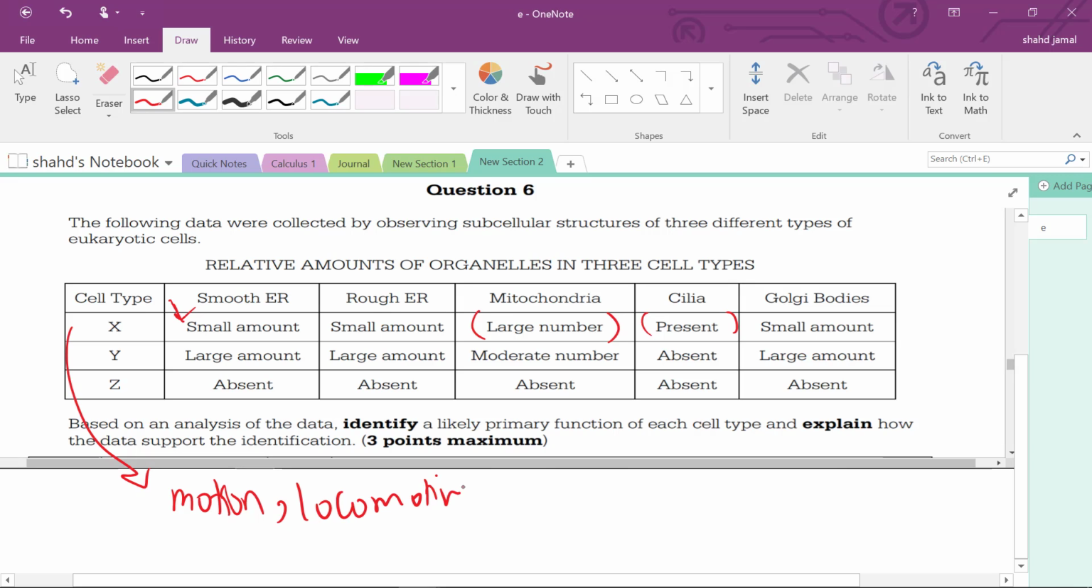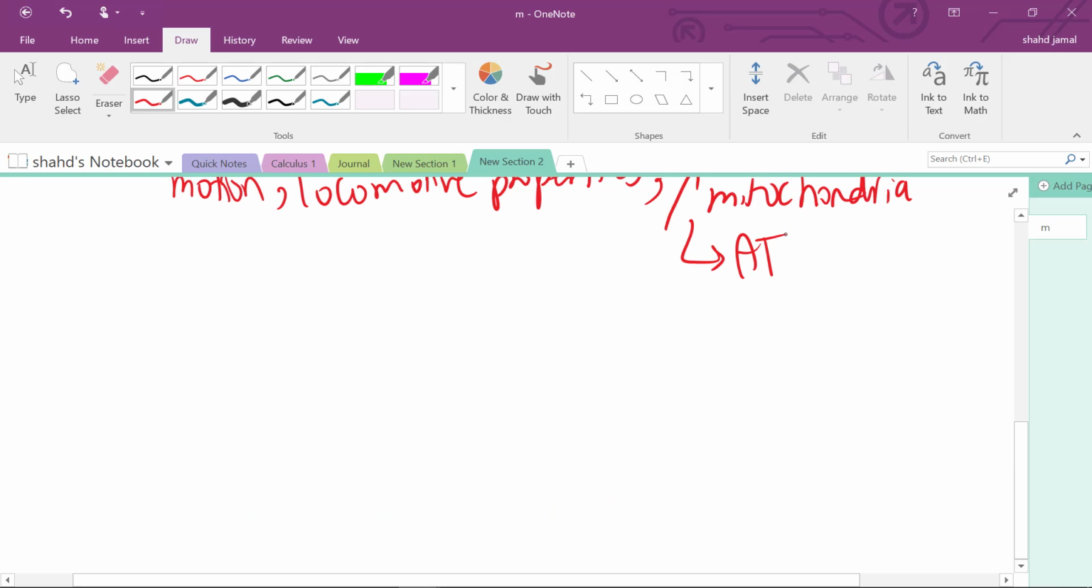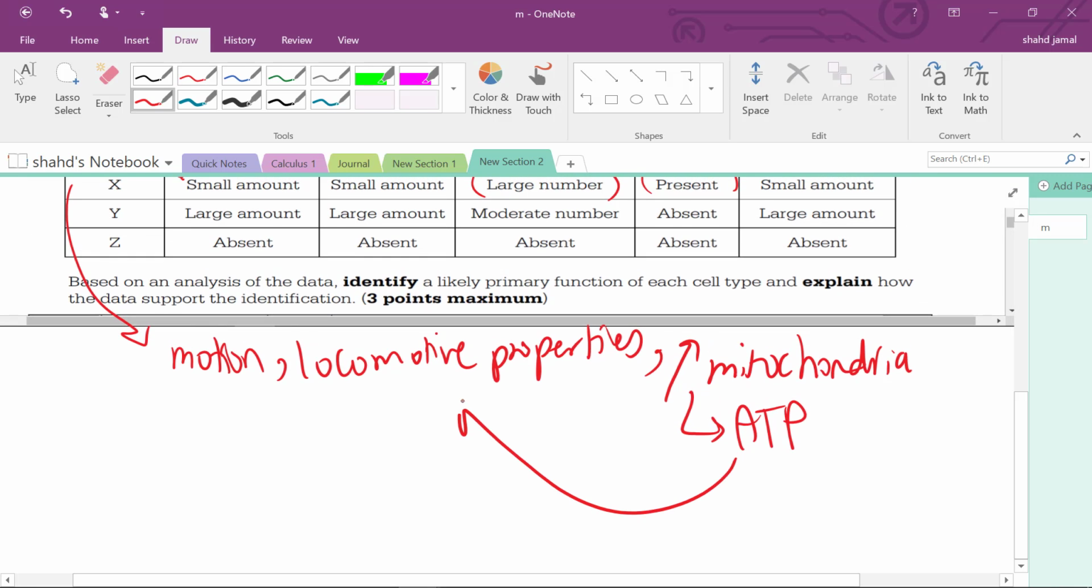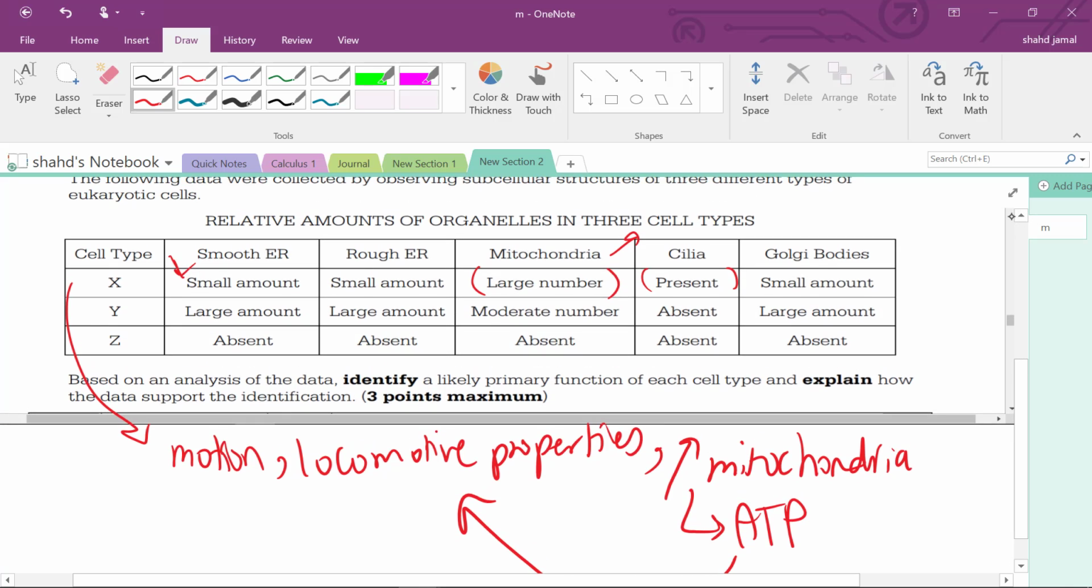locomotive properties. So this is a cell that's probably responsible for transport or moving in general, and it uses this large amount of mitochondria. There's a lot of mitochondria, which produces ATP, or energy, that is in turn used for motion and locomotive properties.